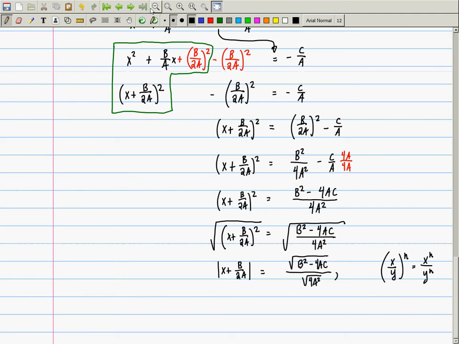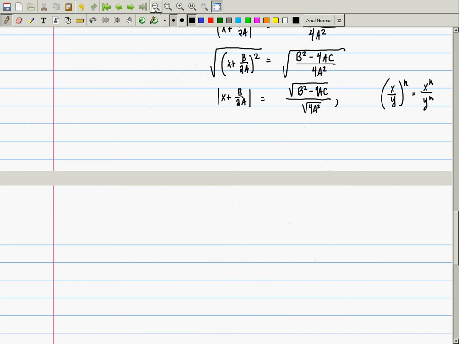Isn't this entertaining? We're almost finished. Okay. So the absolute value of x plus b over 2a is equal to the square root of b squared minus 4ac. So now, the square root of 4 is what? 2. But now, what's the square root of a squared? The absolute value of a. Okay.